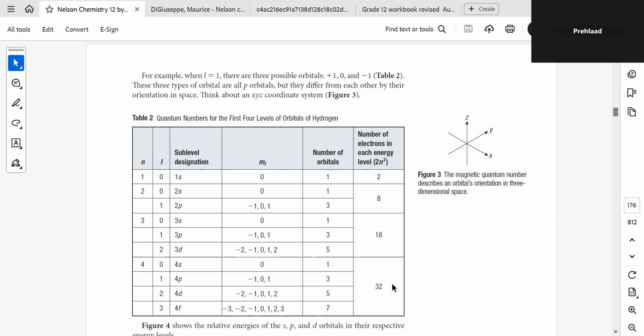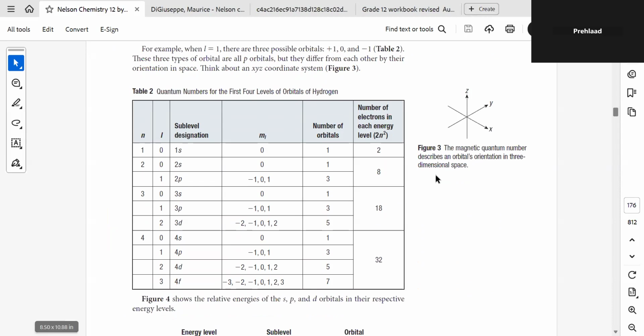Table 2. I'll take a screenshot. Now, if n is equal to 1, the number of orbitals is 1. If n is equal to 2, the number of subshells are 0 and 1. That was the reason I was asking you to copy it down. Please copy it because this concept is important.